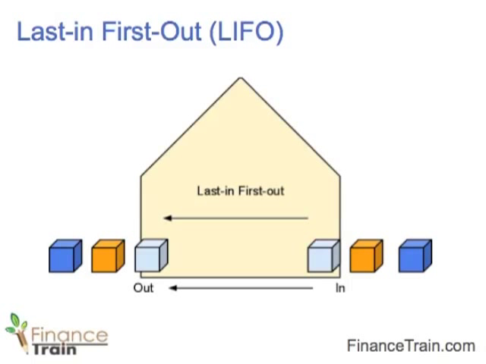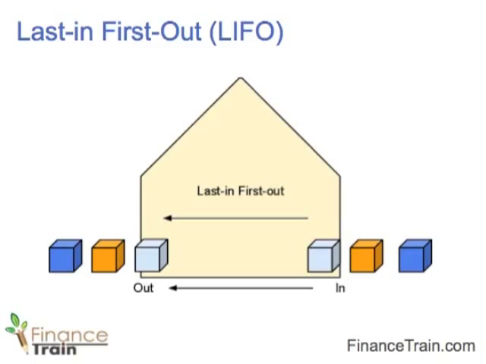The last in, first out method assumes that most recently purchased or produced goods are sold first and the older inventory is sold after the new inventory is sold. Here, the light blue box that enters the facility first is last to leave post-process. Therefore, the cost of sales will reflect the cost of recently purchased or produced items. The value of ending inventory will reflect the cost of older goods.